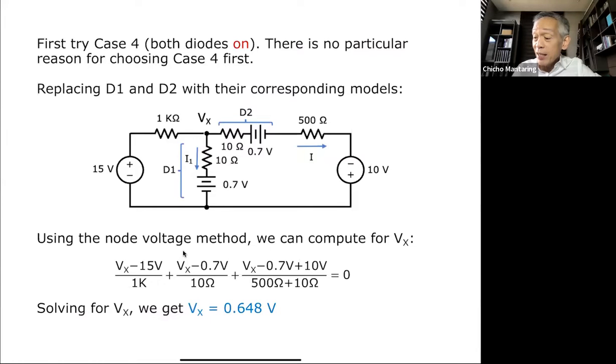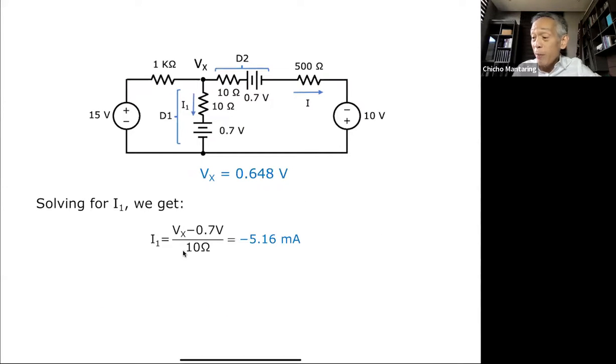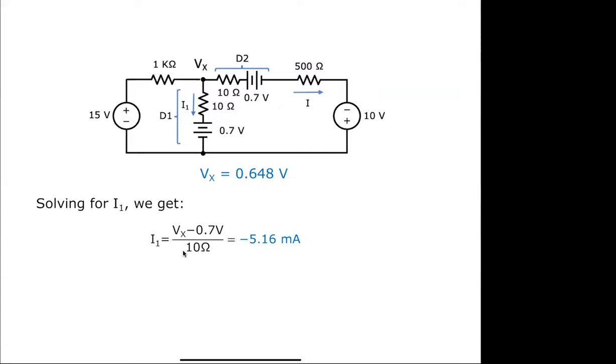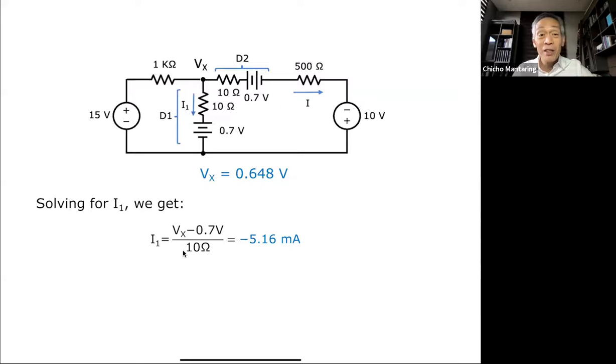In this particular case, since Vx is less than 0.7, I1 is going to be negative. As a matter of fact, I1 is going to be minus 5.16 mA. That's because the value of Vx that I computed is less than 0.7. So the actual current direction is not going to be from anode to cathode, but from cathode to anode. So what does that mean about my assumption for D1? Clyde, ano ibig sabihin nun? The assumption for D1 is wrong po. That's right. That means my assumption for D1 is wrong.